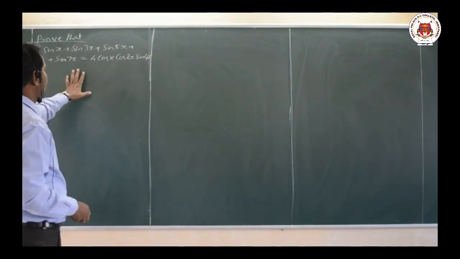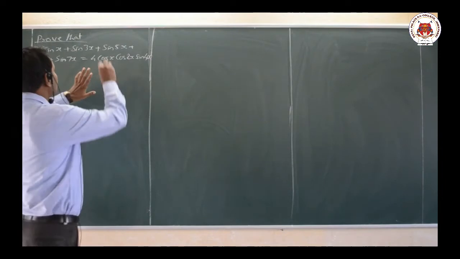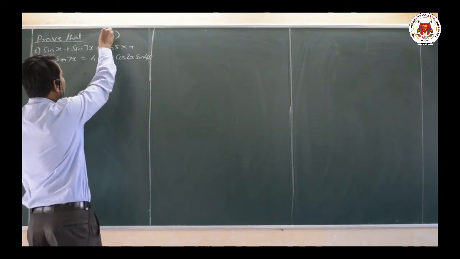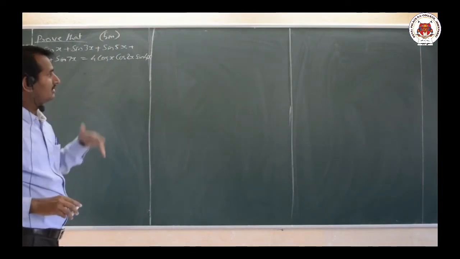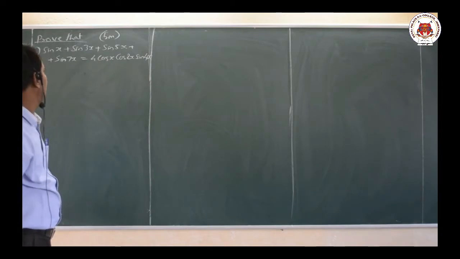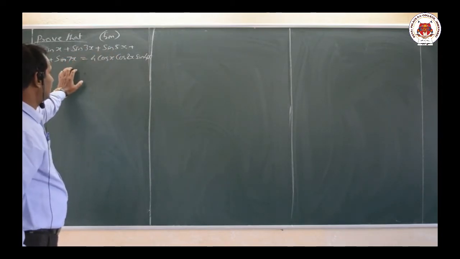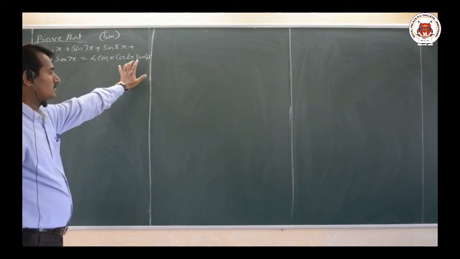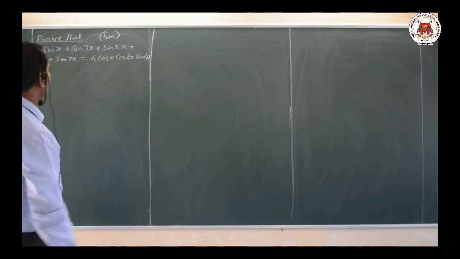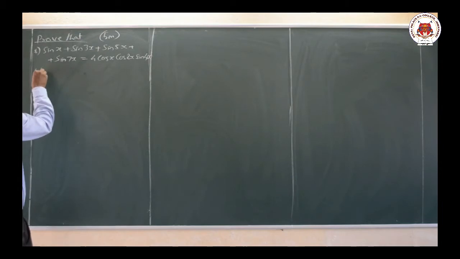The next example is also very simple. It is the same as a 5 marks example asked in your annual examination question paper. What is it? Sin x plus sin 3x plus sin 5x plus sin 7x equals 2 cos x cos 2x sin 4x. Now here it is a very simple part. So before starting with the example, let us move on with the first.